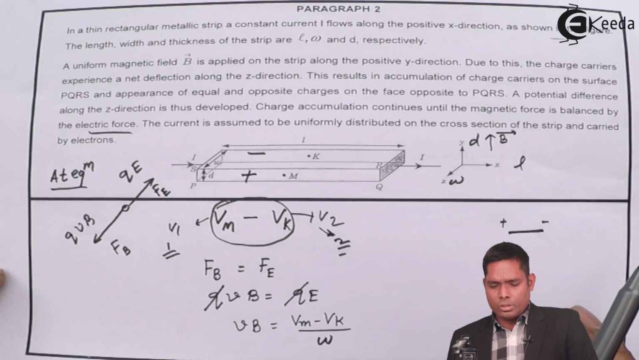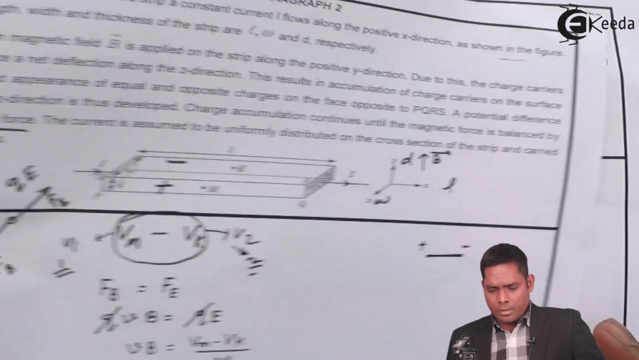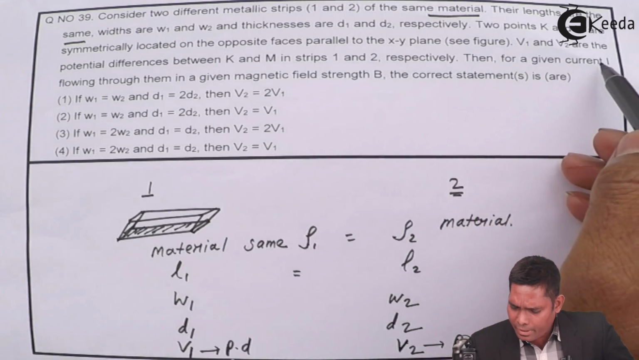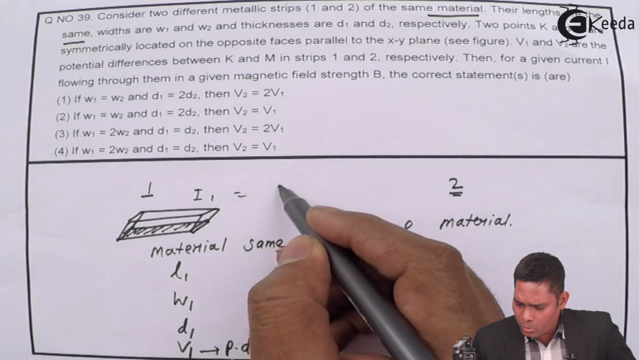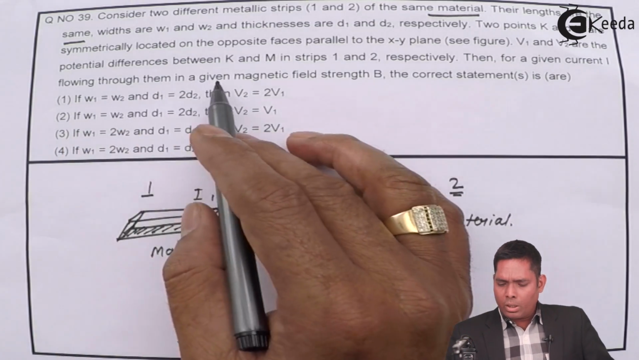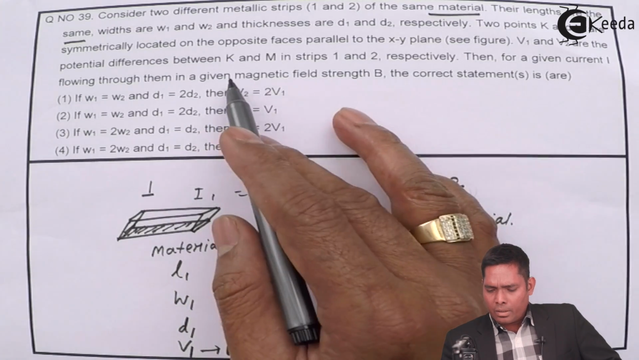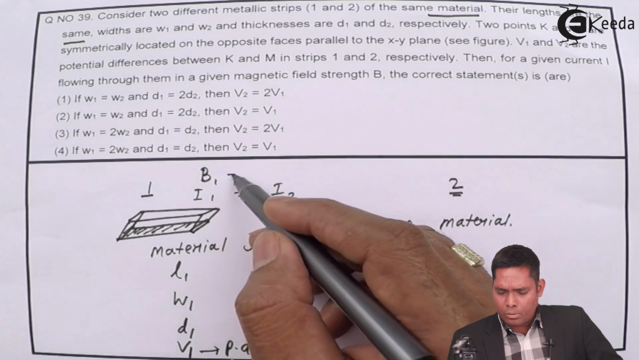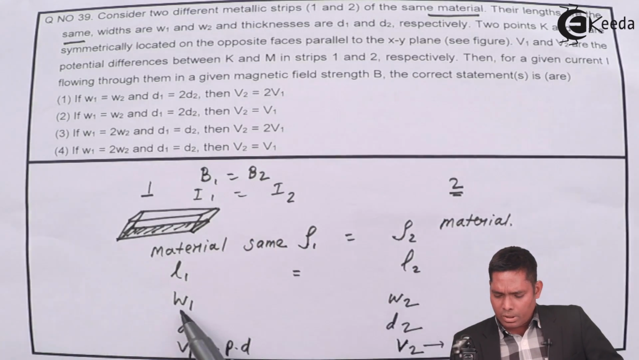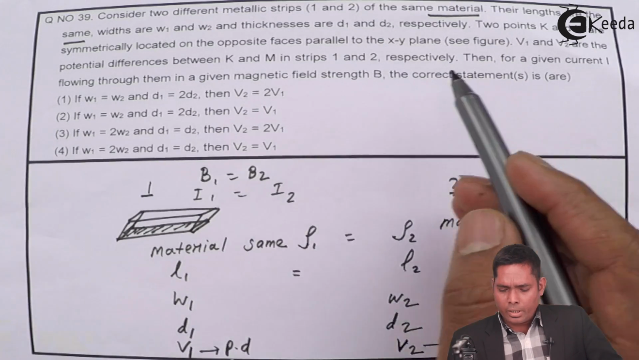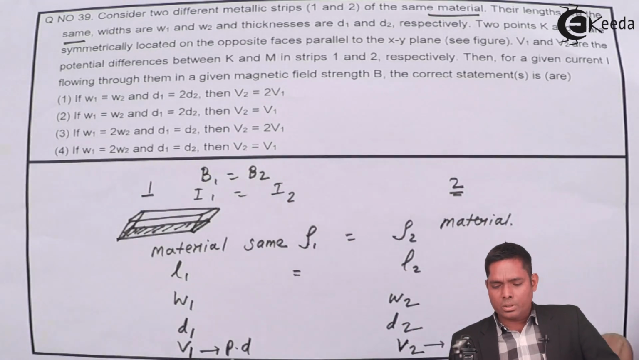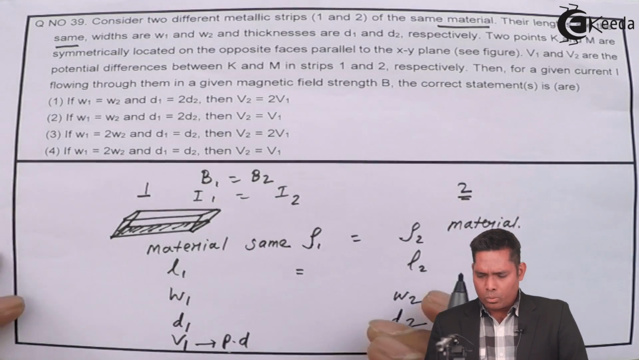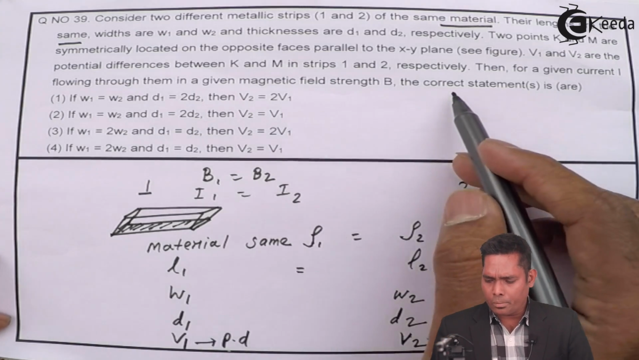Okay, so this is the question, and what you have to find is, for a given current I flowing through the plate, so I1 is I2, and given magnetic field B, the magnetic field is also the same, that is B1 equals B2. So these are the things which are different, all others are the same. Then which of the following options is or are correct? So we have to see the options which are correct.